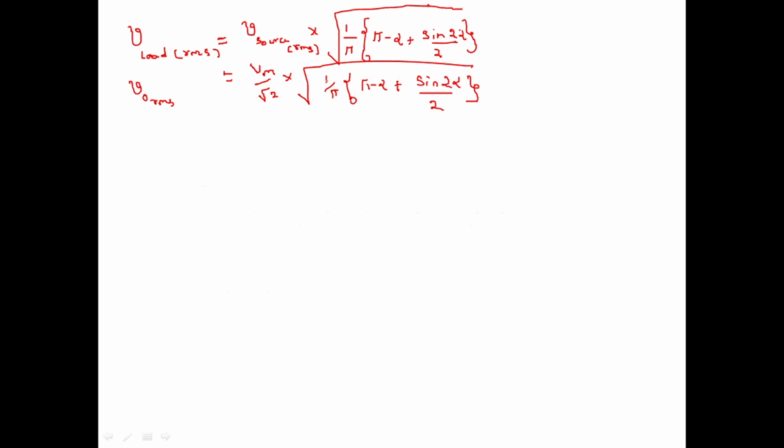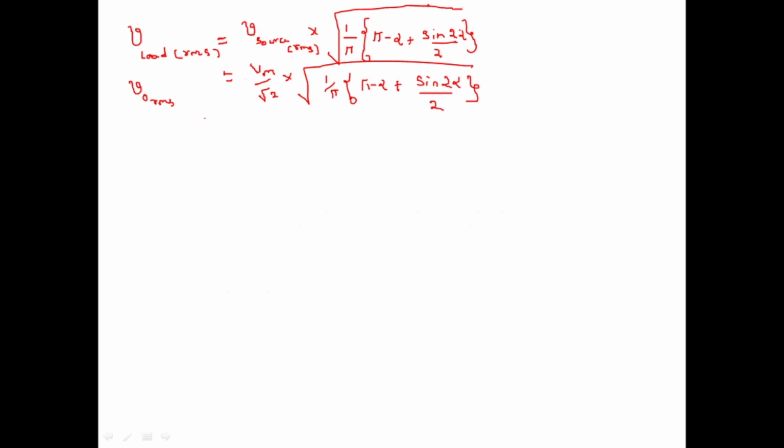See, we need to understand what is the difference here. Here it is written as V source RMS. Here it is written as Vm by root 2. Both are same. Vm by root 2 is also source RMS. Here in a given parameter we can calculate Vm and divide by root 2, or else using the given parameter we can directly use the source voltage RMS.